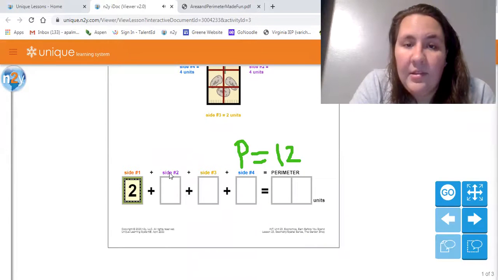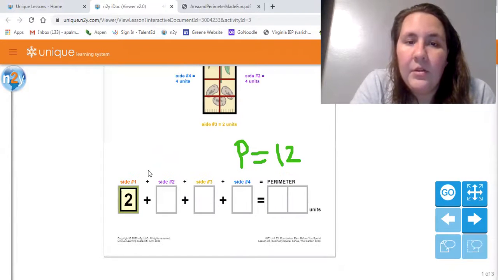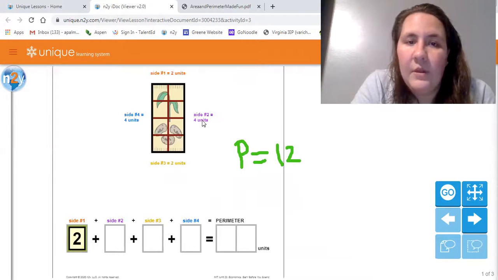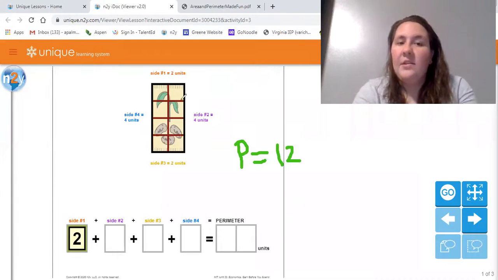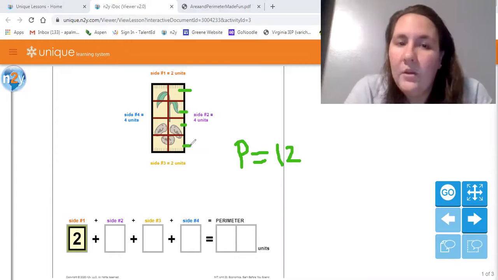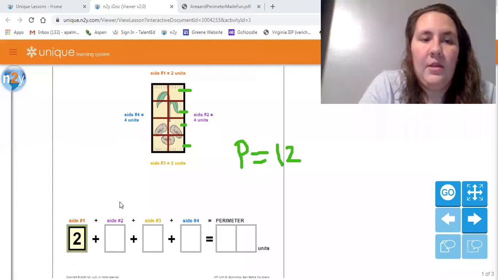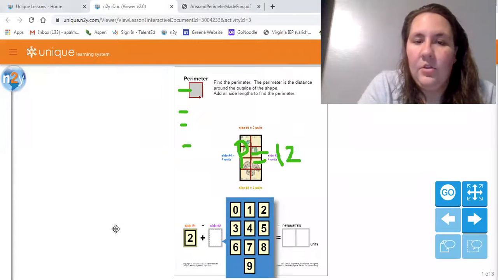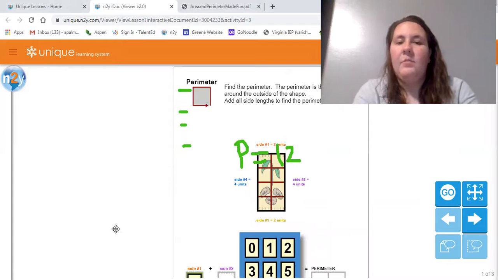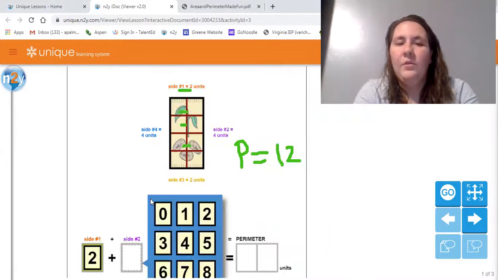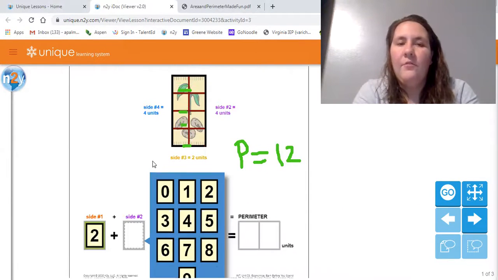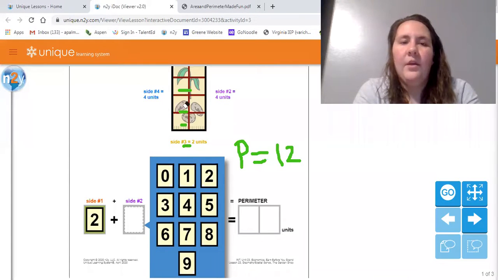The next one says side number 2 in purple. So here's side number 2, and it says side number 2 equals 4 units. And all that means is they counted just this side. So 1, 2, 3, and 4. Okay, do you see that 4 units? Great job. So here is side 2. Can you see, and I'm going to make it bigger for you. Can you, with your finger, touch the number 4? Find the number 4 with your finger. Great job.